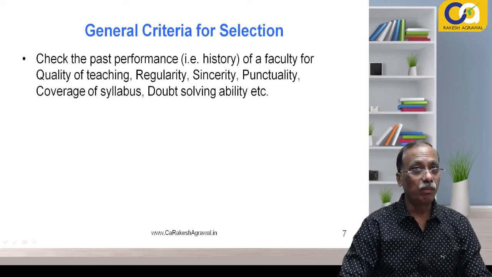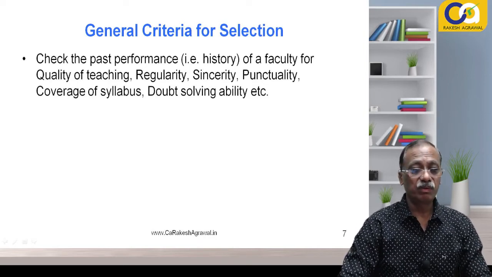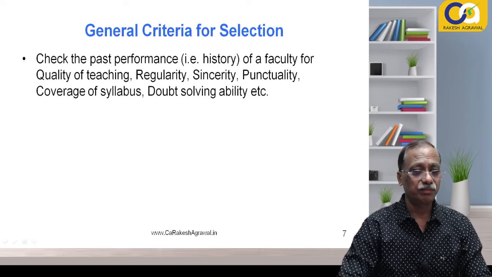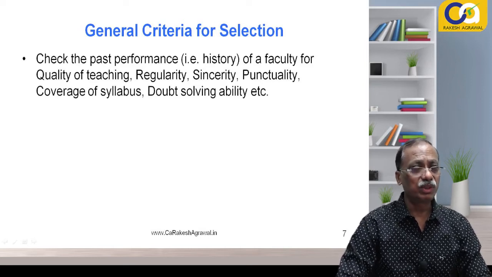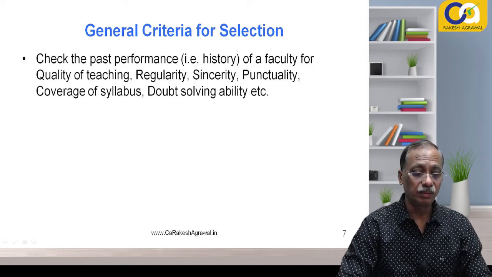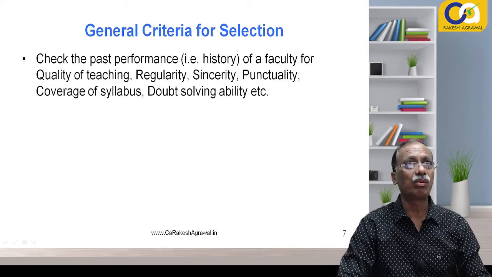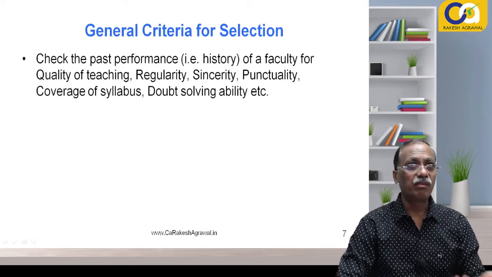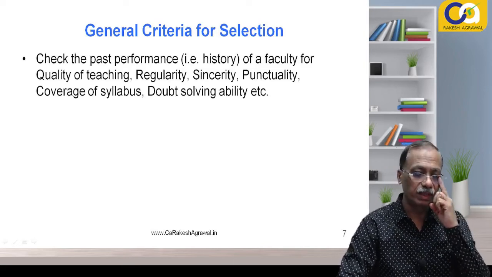Now check the past performance, that is the history of a faculty, from those who have studied. You have to check the past performance of the faculty for what? For quality of teaching, regularity, sincerity, punctuality, right? Coverage of syllabus, how much syllabus the faculty covers in depth, whether they finish the batch in time, that is their regularity, their doubt solving ability. I think all these are required. And I wish that each faculty possesses all these qualities, because when a faculty has these qualities, they will be imbibed in the students. So please check the past performance based on these criteria.